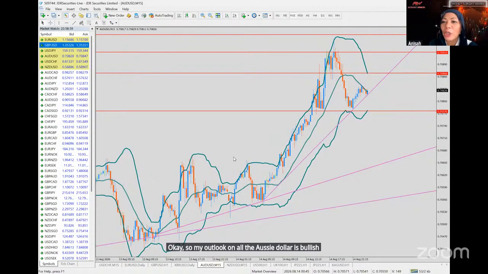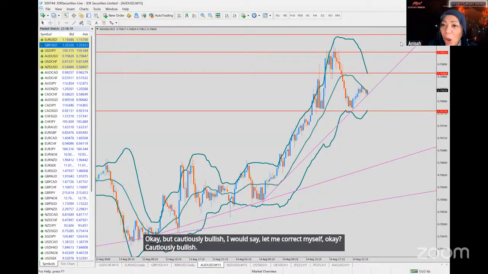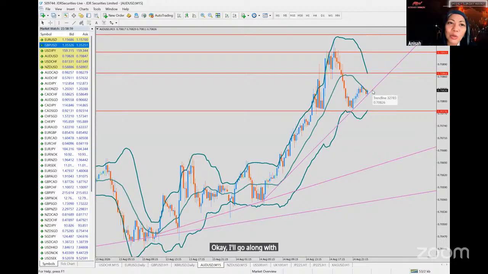But cautiously bullish, I would say. Let me correct myself. Cautiously bullish. I'll go long with really, really small position size.